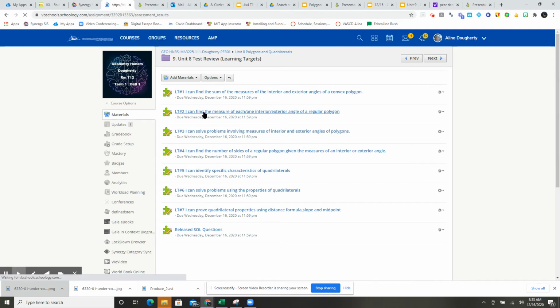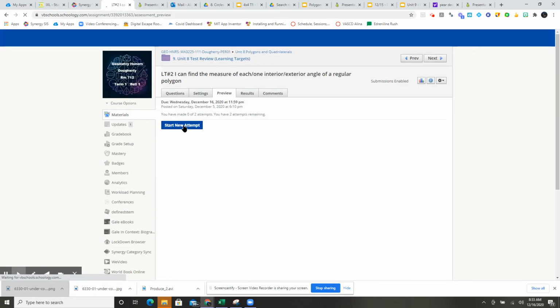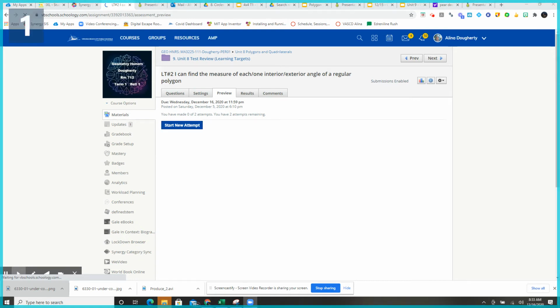All right, so learning target 2 looks like it's interior and exterior angles of polygons. So it's still going to be practicing that n minus 2 times 180 for the interior, and then exterior is going to be 360 divided by the number of sides.